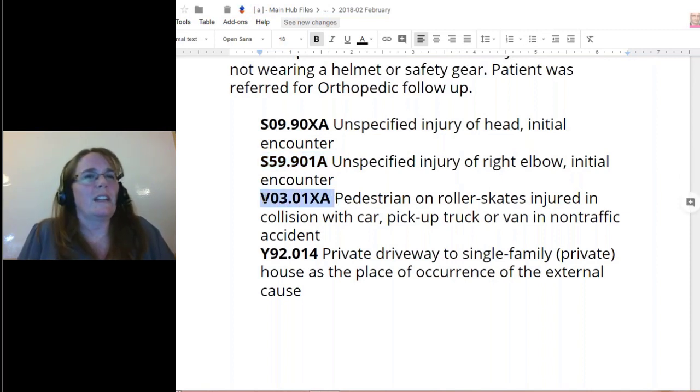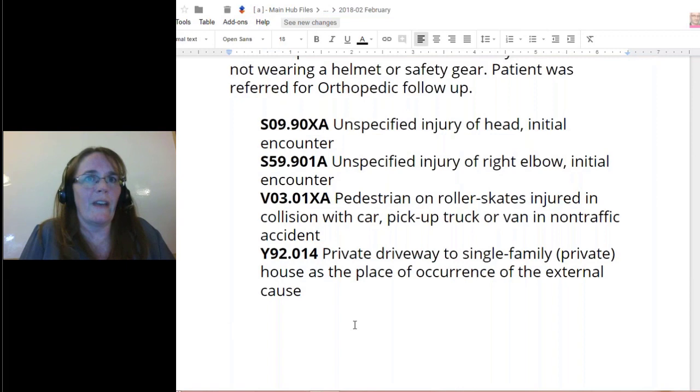Then you're going to get into your external cause codes. You have your V03.01XA, a pedestrian on roller skates injured in a collision with a car, pickup, or van in a non-traffic accident. So you're not in traffic, you're not on a roadway when this happened, which makes it a non-traffic accident. And Y92.014, a private driveway of your home, as your place of occurrence.